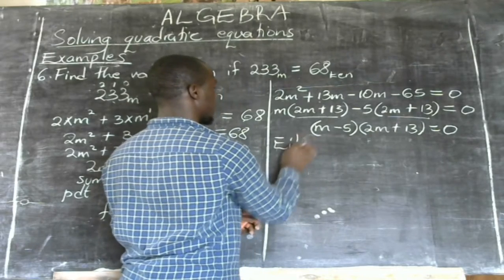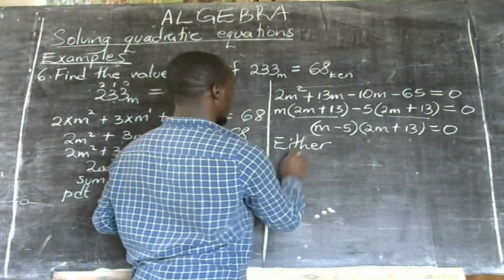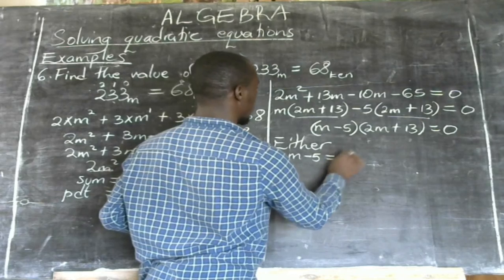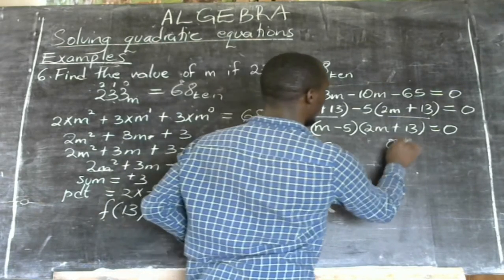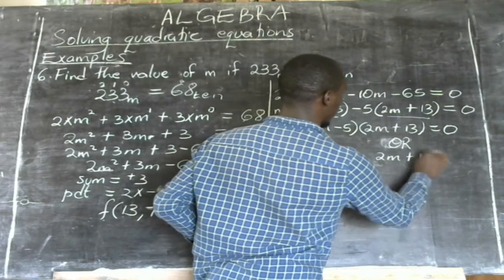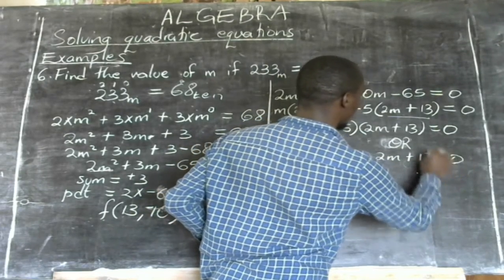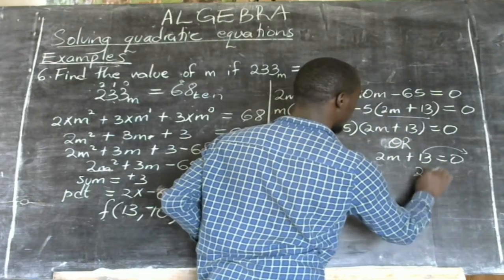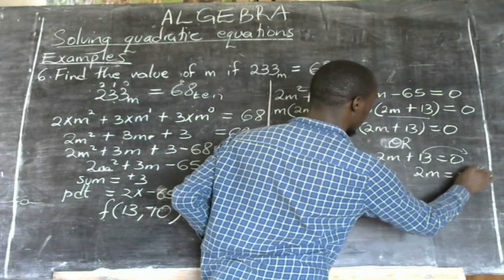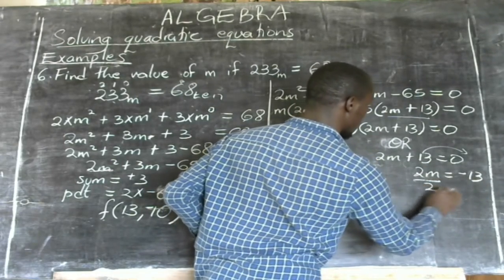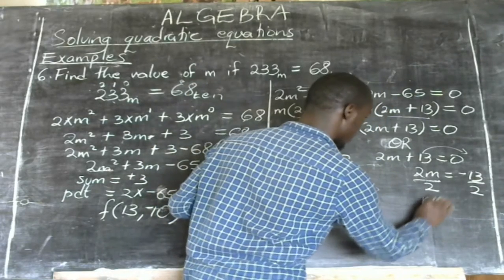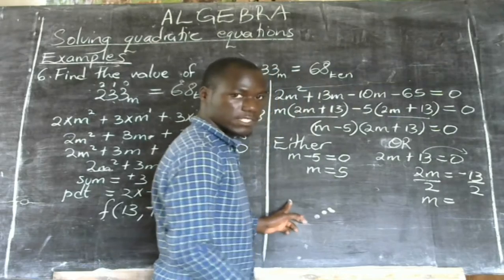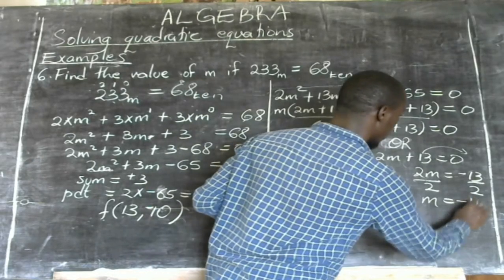Either m minus 5 is equal to 0 to get the value of m as 5, or 2m plus 13 is equal to 0. Taking 13 the other side, this is 2m is equal to negative 13. Dividing both sides by 2, I end up getting m as negative 13 all over 2.